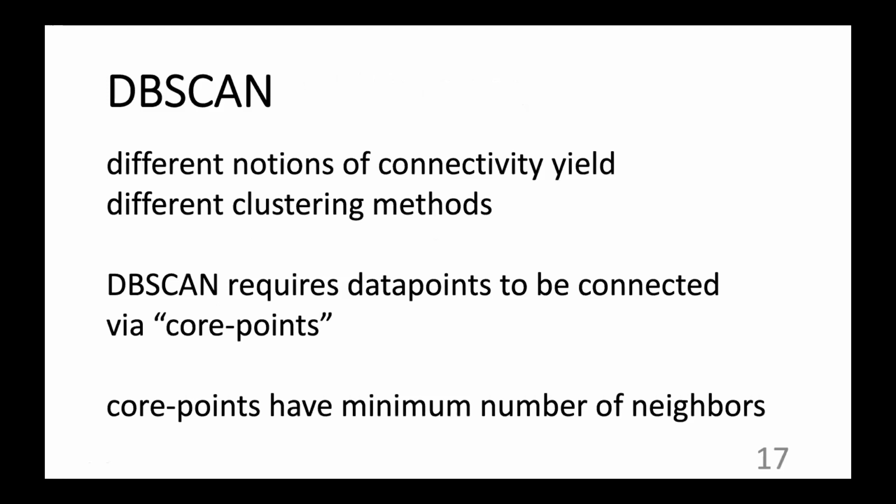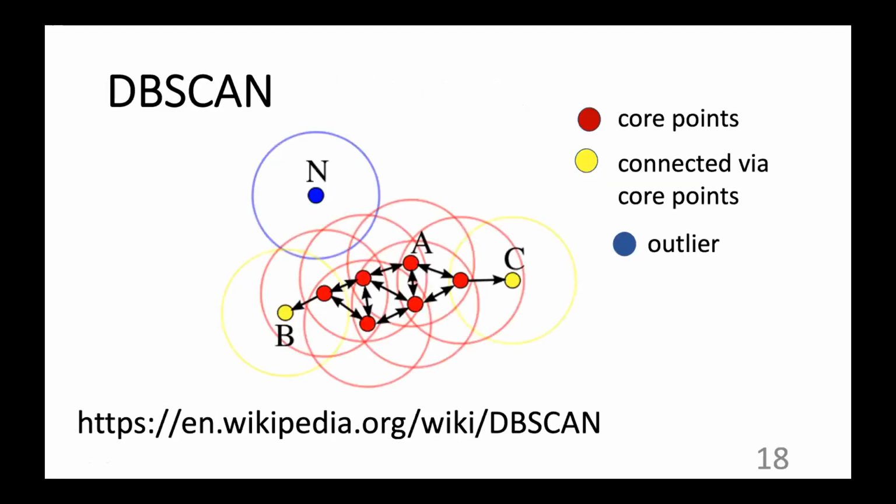In density-based clustering, we use a slightly different notion of connectivity. This notion is based on what we refer to as core points. A core point is a data point which is connected to a minimum number of neighbors. So within a certain distance or radius, there are at least, for example in this case, 3 neighbors. Then it's called a core point. These red data points are core points because within a given radius r or epsilon, there are 3 other data points. So it's in a dense subset. That's why this method is also called density-based clustering.